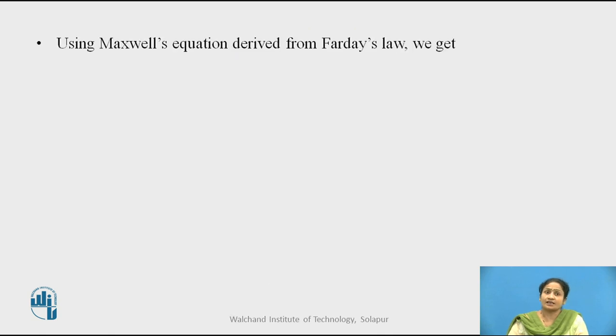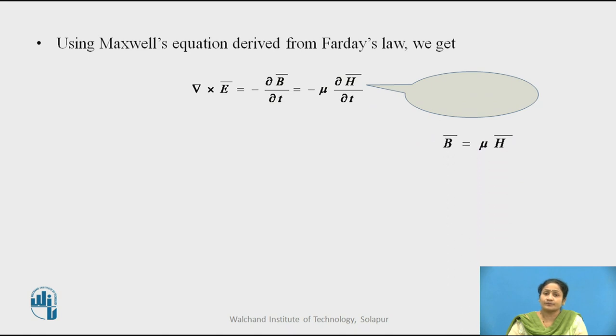Now, let us derive the intrinsic impedance using Maxwell's equation. This Maxwell's equation is derived from Faraday's law, which is given by del cross E bar is equal to minus dou B by dou t. As we know the relation between B and H, B bar is equal to mu H bar. That's why we have substituted the value for B bar as mu H bar.